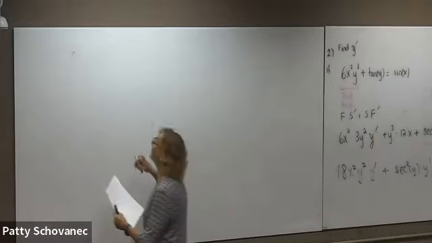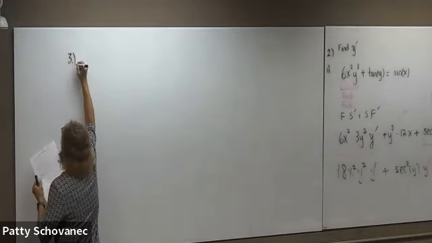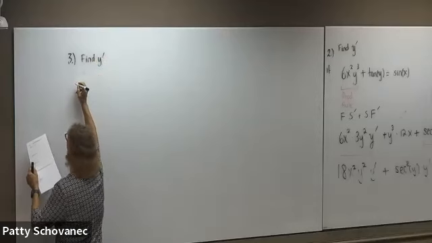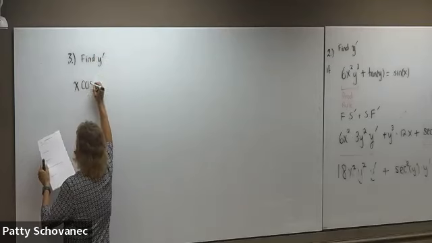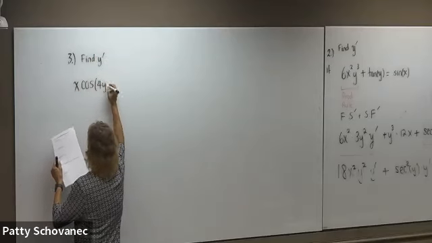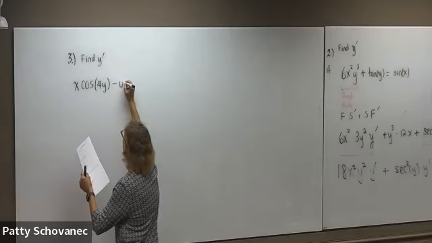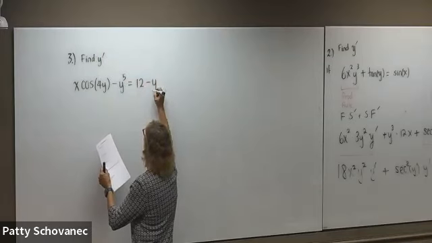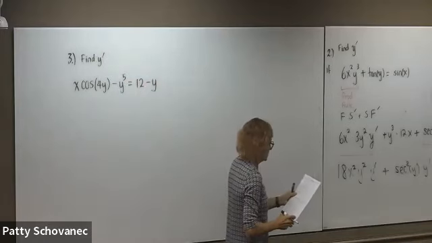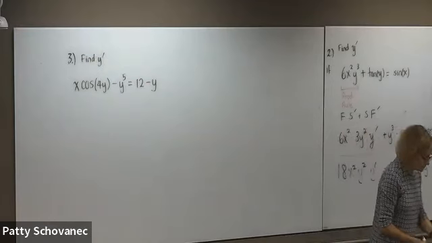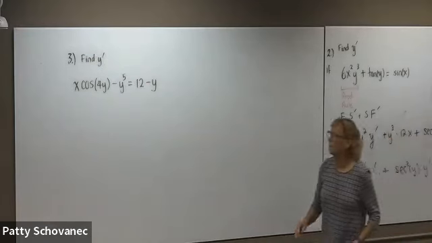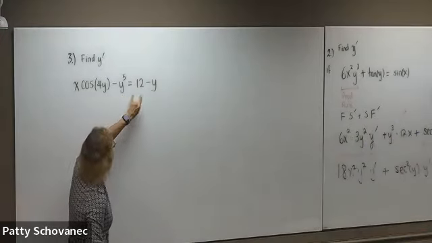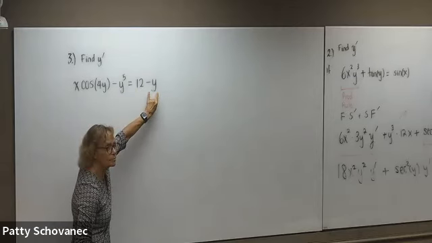So let's see, third one. Find y prime if you have x times the cosine of 4y minus y to the 5th is equal to 12 minus y. A whole bunch of y's in this one. Again, we're going to take the derivative of each term. This is one term, that's a term, that one is, and that one. So you have 4 terms here.